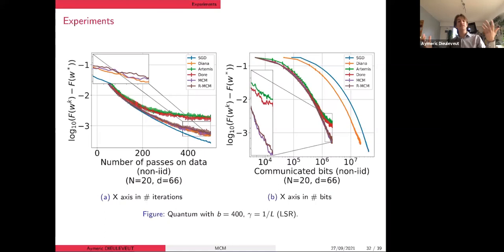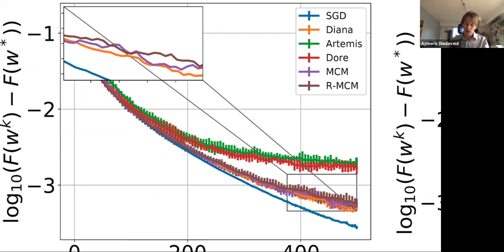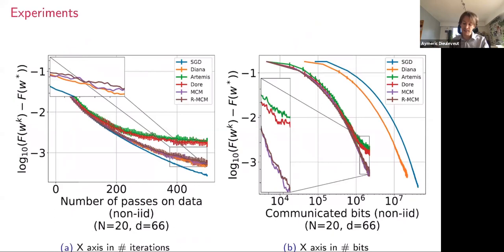If I look at this graph, I have here double compression, Artemis or Dore. Dore has some kind of error feedback in it, but it doesn't help. And here I have single compression and MCM and Random SAM. So I'm having the same saturation level and same convergence as if I had single compression. That is valid in most datasets we tried out. I think this one is for quantum.